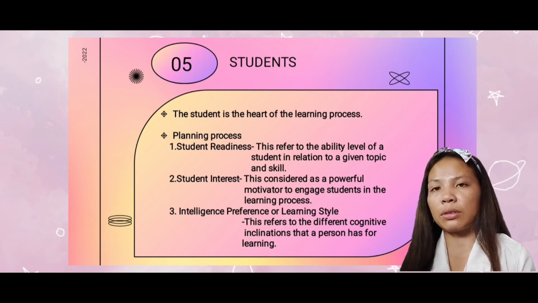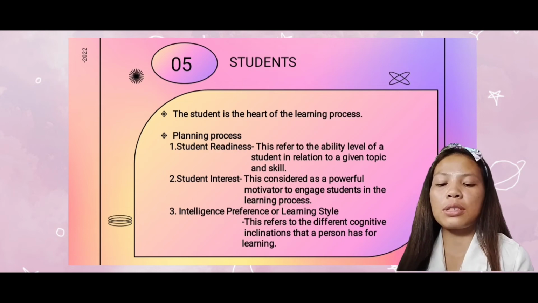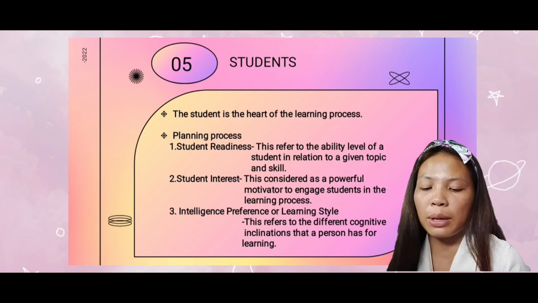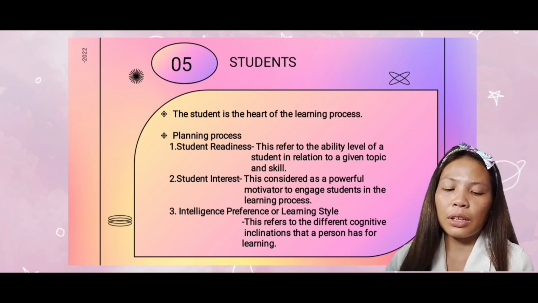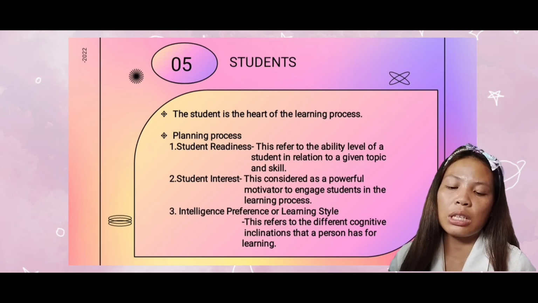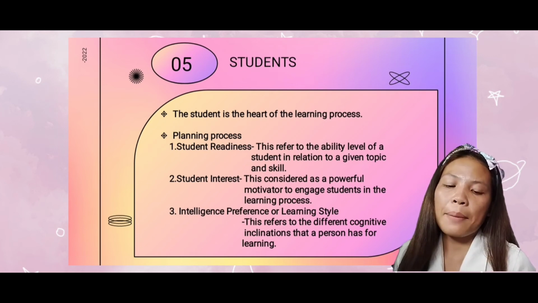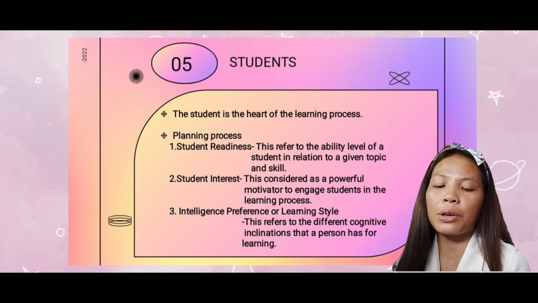First is student readiness. In this scenario, this refers to the ability level of students in relation to a given topic and skills. As you can see above, it mentioned on your screen that students' readiness refers to the ability level of students in relation to a given topic and skills. This can be caused by differences in their learning rate and prior experiences.